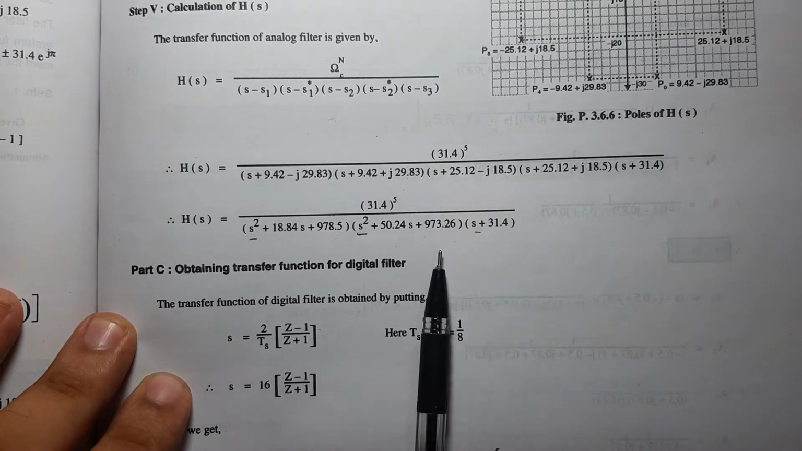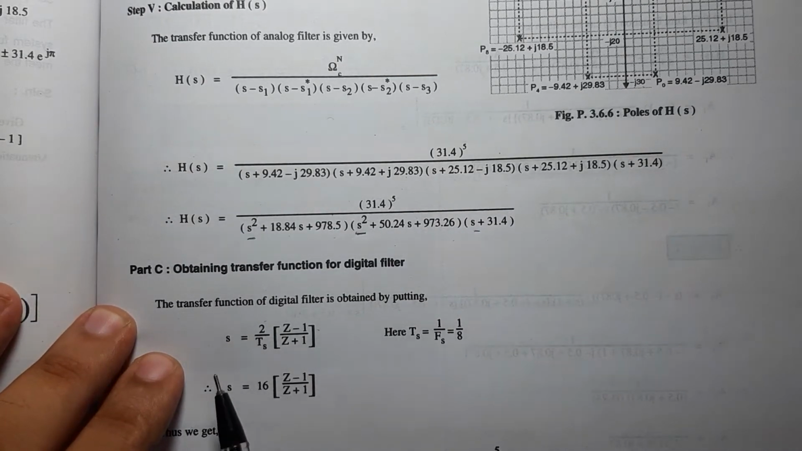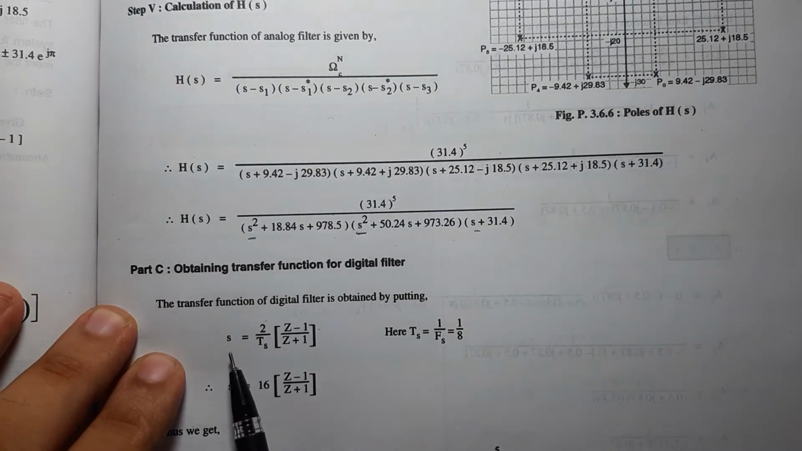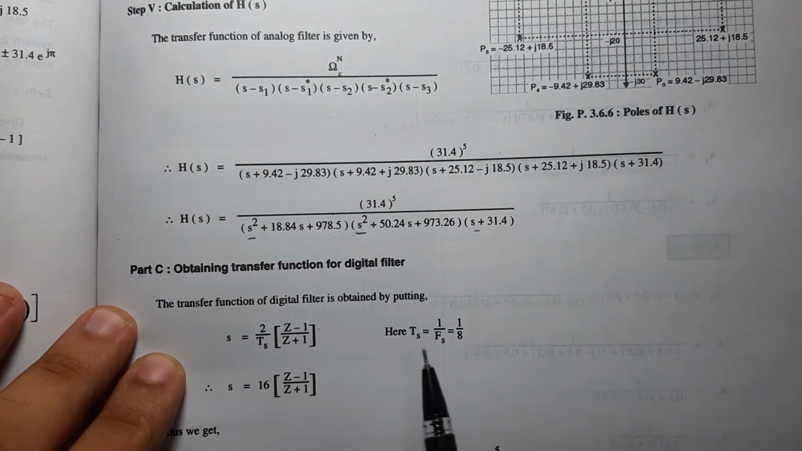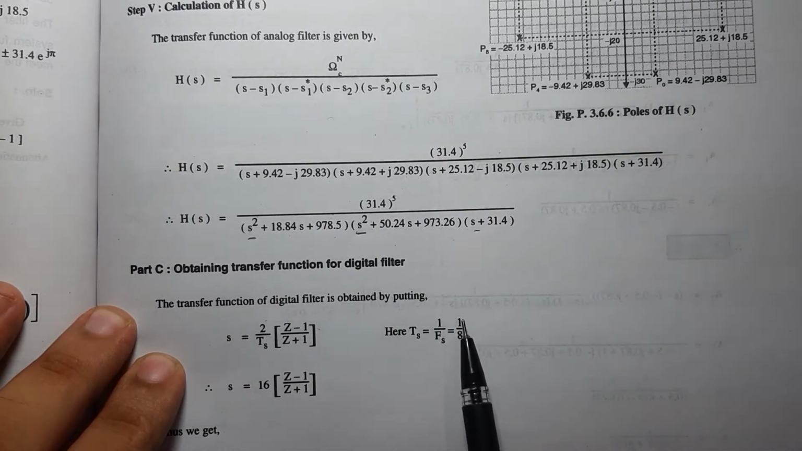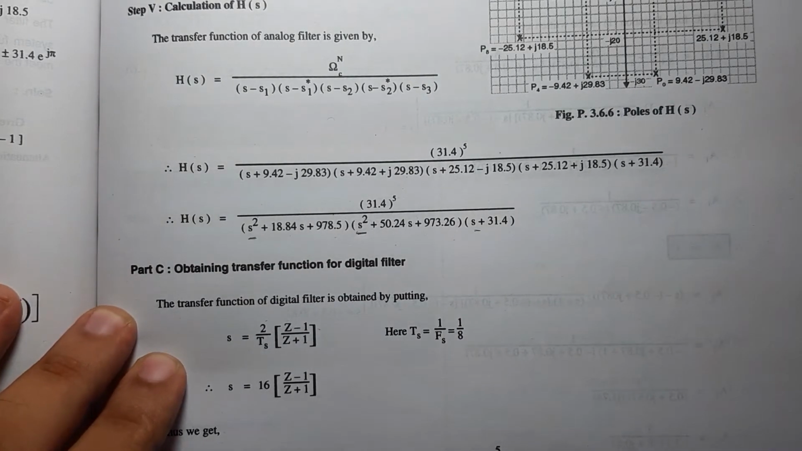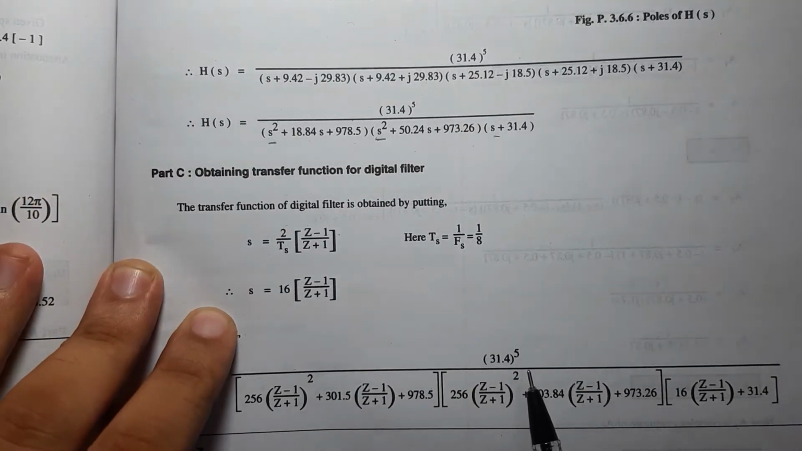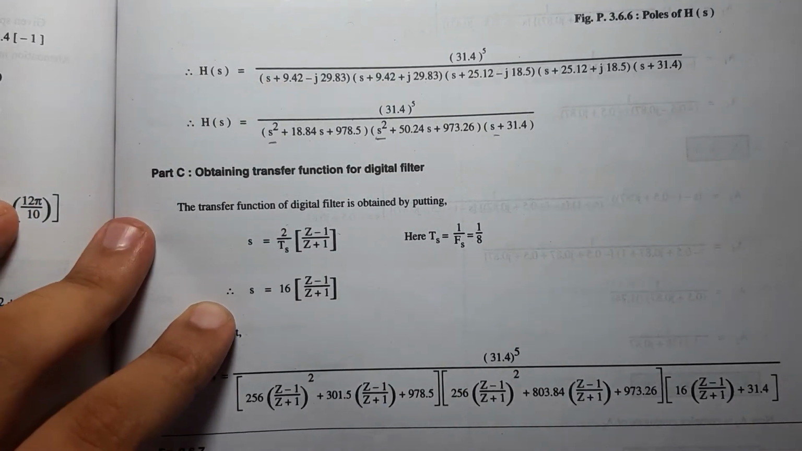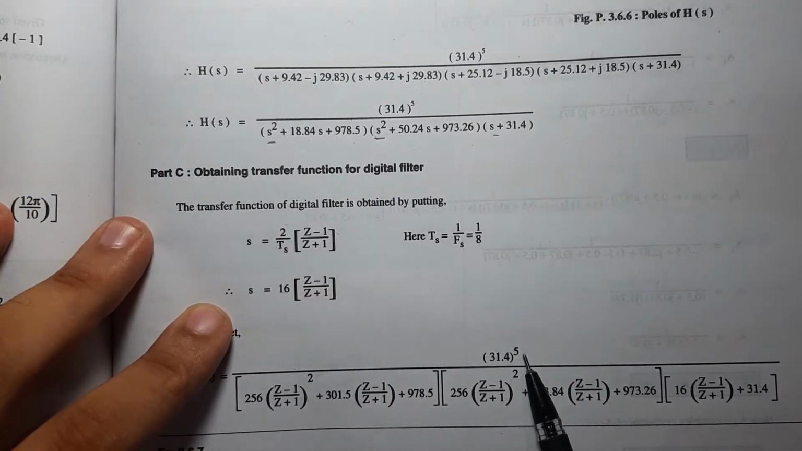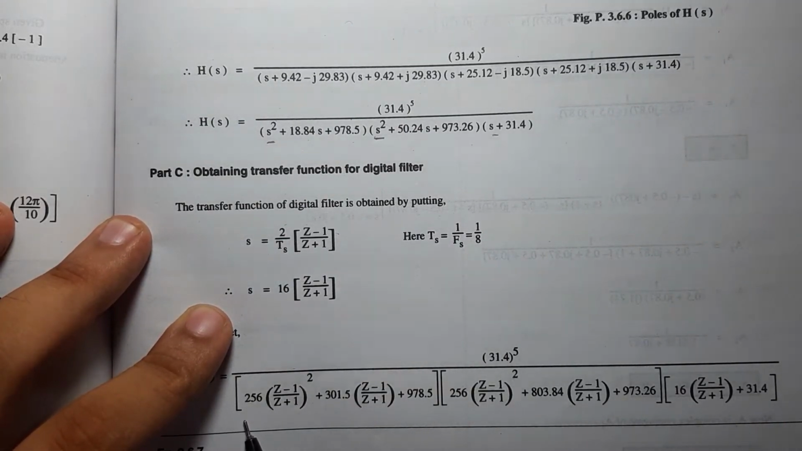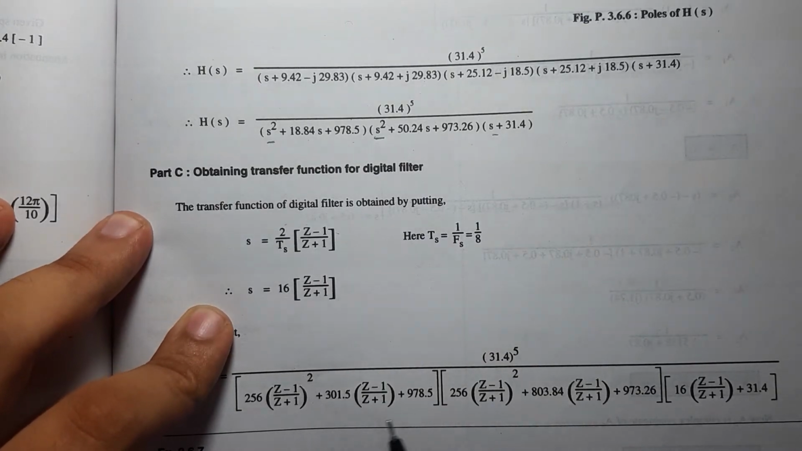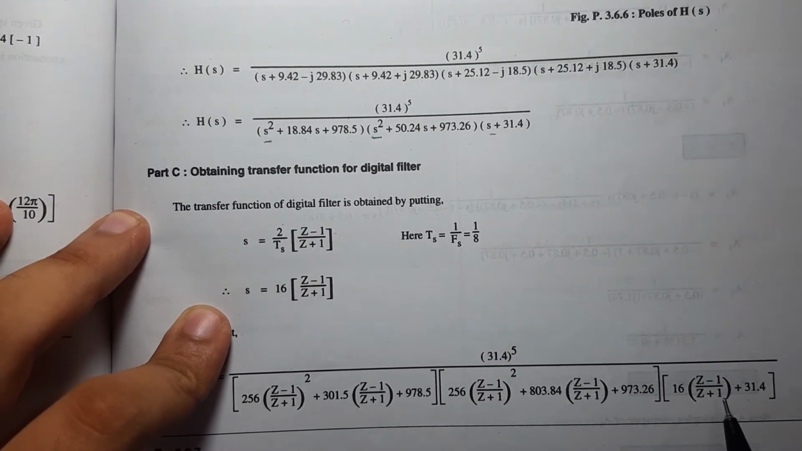You will find out H(z) by replacing your s by 2 by Ts into (z minus 1) upon (z plus 1). Your Ts is equal to 1 upon fs, which is equal to 1 by 8. So your s is nothing but 16 (z minus 1) upon (z plus 1). That is the same thing that we have done over here. We have written omega c raised to the power n, substituted the value of s over here and left the equation as it is.